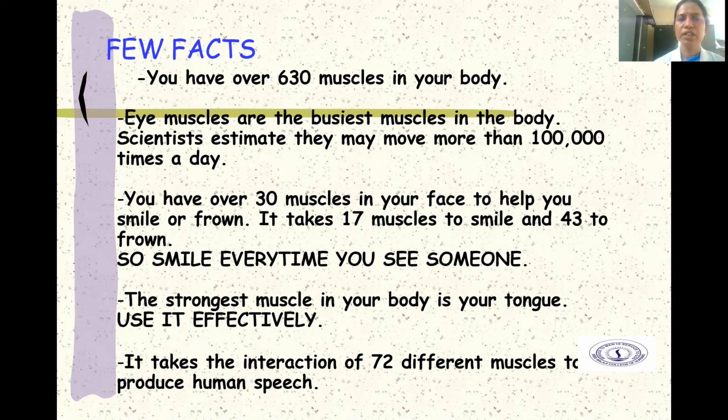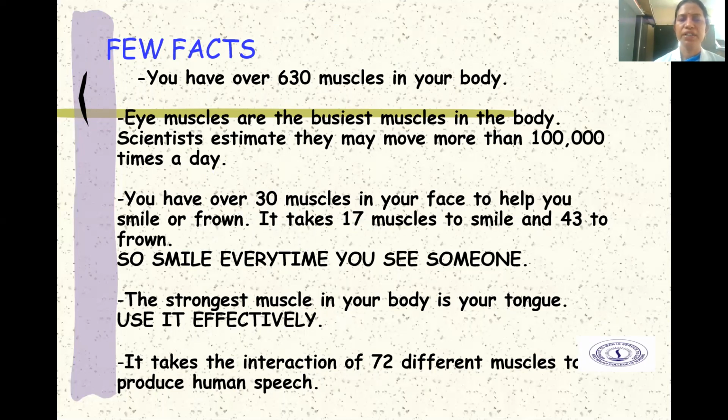You have over 30 muscles in your face to help you smile or frown. It takes 70 muscles to smile and 43 to frown. So smile every time you see someone. So when we smile, we relax. And when our mind is relaxed, we produce good communication.